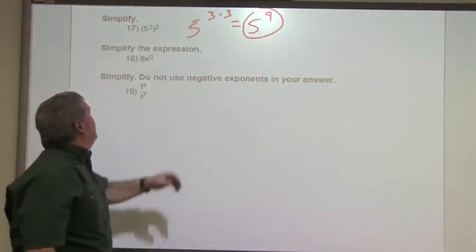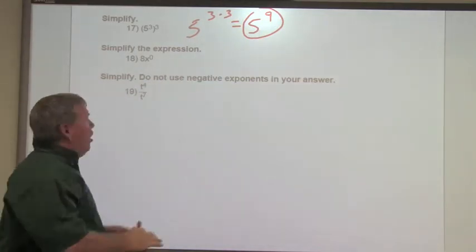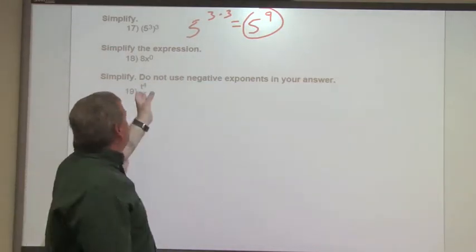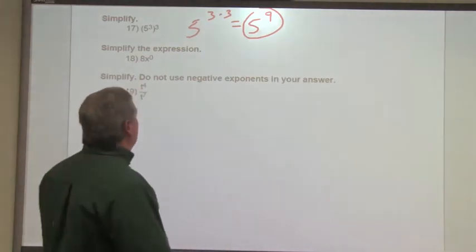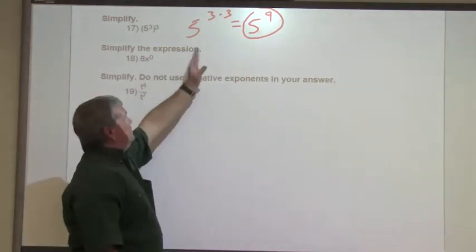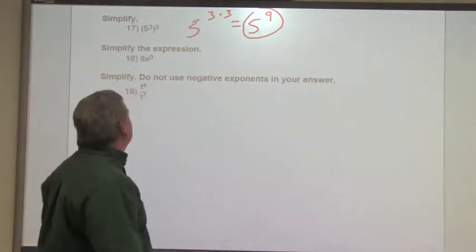Again, don't multiply 5 times 5. I don't want a whole number. I don't want you to stick 5 to the ninth in your calculator and tell me that it's 1 million something. All right, I know it's a really big number. I want you to simplify it in exponential form and leave it as 5 to the 9th.